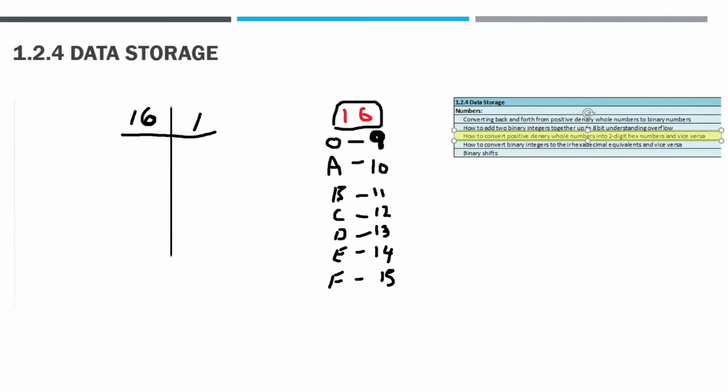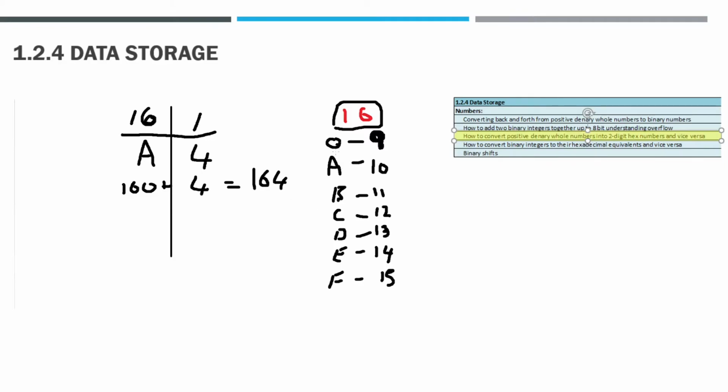There we go. So what you've got to understand, so let's stick a number in. Let's stick A and the number 4. Okay, so 16 times A is actually 10, so this would be 16 times 10, so that's 160, plus 1 times 4 is 4, add them together, and A4 is equal to 164.